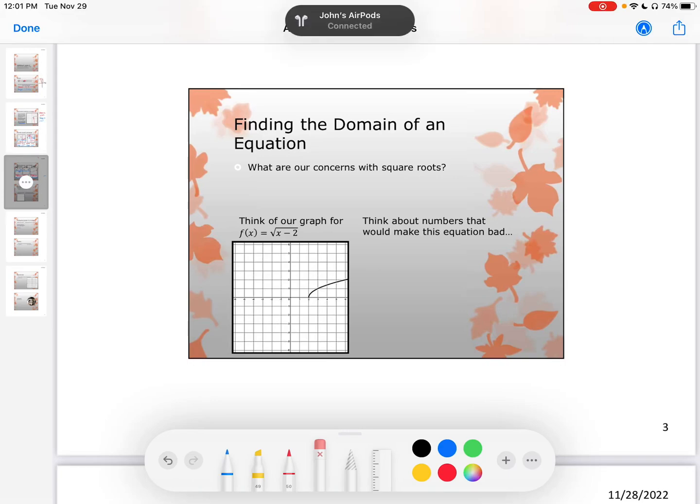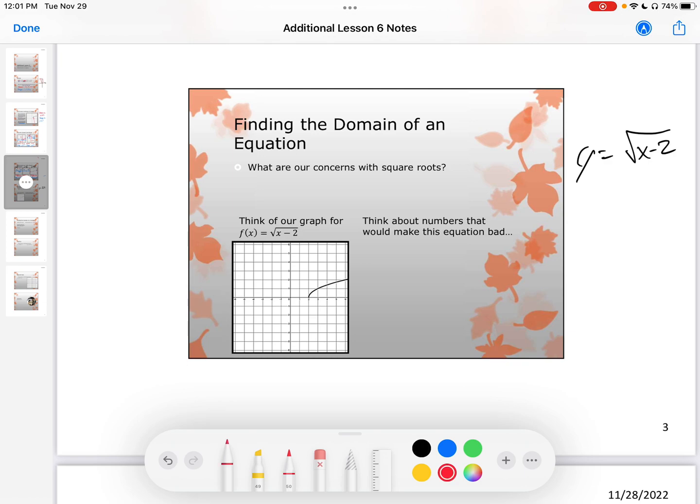Okay, the last thing that we have to cover with these is finding the domain as far as when we are dealing with an equation. Say I was given an equation like y equals square root of x minus 2. What is our concern in dealing with square roots? Pause and think for a second. What have we worried about that would make that equation bad?